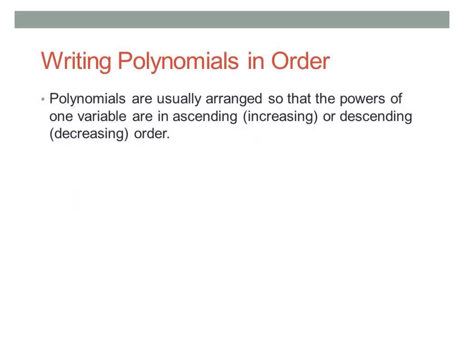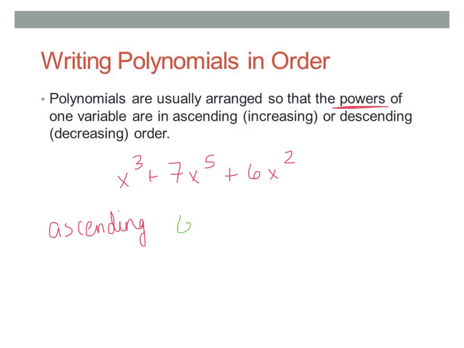Alright, the last thing we're going to talk about today is writing polynomials in order. You can write them in ascending order or descending order, and that is in terms of their powers. Okay, so if I just randomly made up, let's see here. Alright, so we're going to have this trinomial. So ascending order is smallest to biggest. So in terms of their powers, 6x squared is the smallest power, then x cubed, and 7x to the fifth. So their powers or their exponents get bigger.